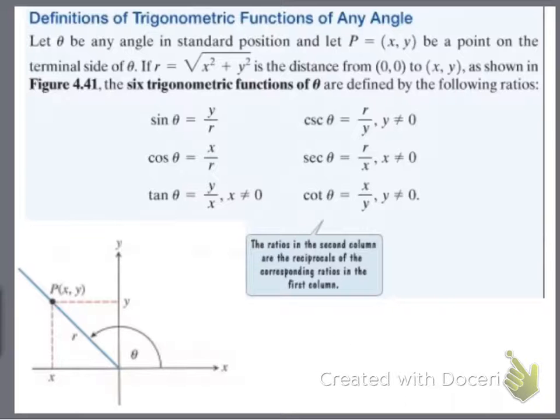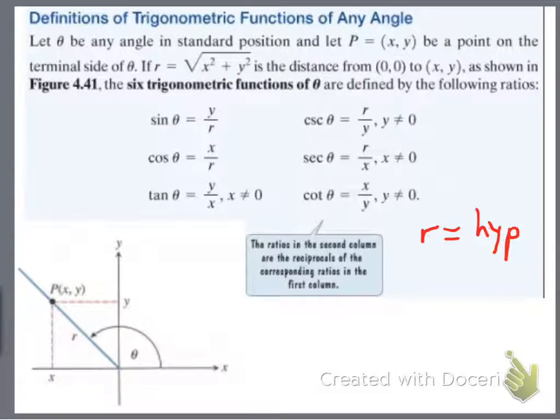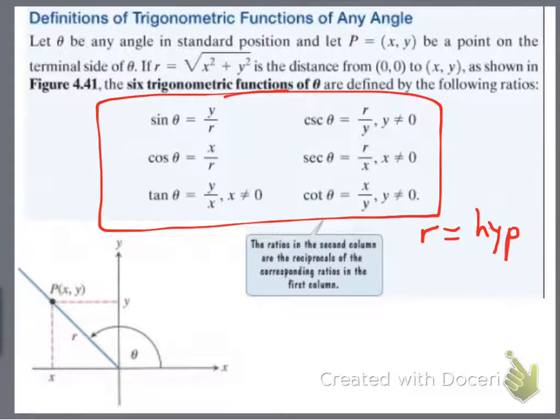Okay. It says let theta be any angle in standard position. Let P be (x, y). So basically what they're doing here is defining what x, y, and r are. So really r is the hypotenuse in this situation. It's the same thing as we did in this problem and in this problem. The only difference is now they're defining it with an r as the hypotenuse. And here are the 6 trigonometric functions of theta. It's the same thing we did, guys, in the last 2 problems. It's nothing new.